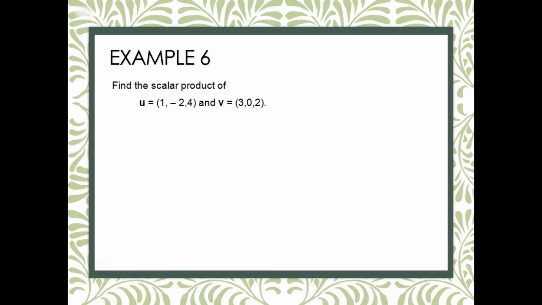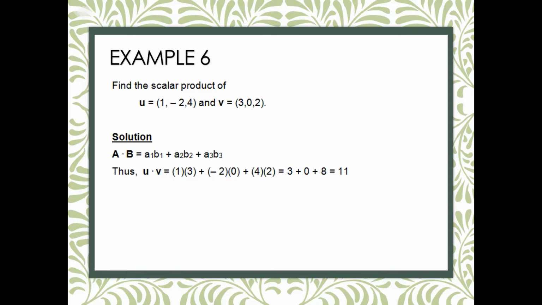Now refer to example 6. You need to find the scalar product of the two vectors u and v. To find the scalar product, you need to apply the second formula by multiplying the corresponding components of the two vectors and totaling up the answer: 1 times 3 plus negative 2 times 0 plus 4 times 2 equal to 11.